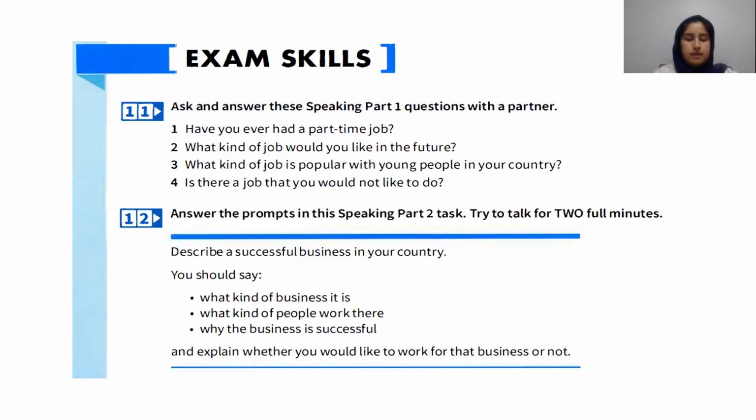Okay, and for the exam, this is the exam skill and your homework. Ask and answer these speaking part 1 questions with a partner. Do you guys want to start answering this? I can also listen. So just go ahead, one of you start and ask the first question, and the next one answer it, please. It's the first part of the speaking, which doesn't need to be 1 or 2 minutes. You can answer it in 3, 4, or 5 sentences.